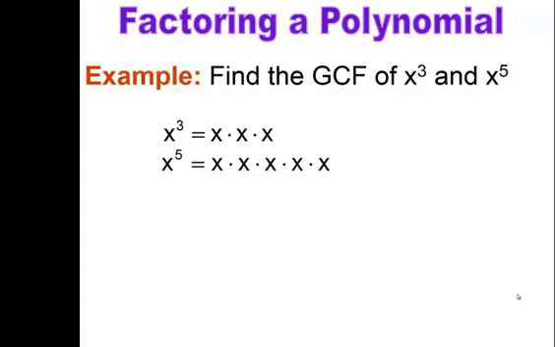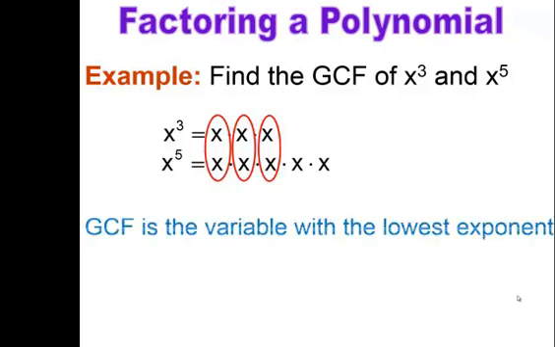Now keep in mind the greatest common factor has to divide evenly into both. So you notice here that my greatest common factor is going to be that x times x times x, because it divides into x to the third, and it also divides into x to the fifth. So when we have variables and exponents, the greatest common factor will always be the variable with the lowest exponent. So the greatest common factor for variables and exponents is simply the one with the lowest exponent, and in this case would be x to the third.